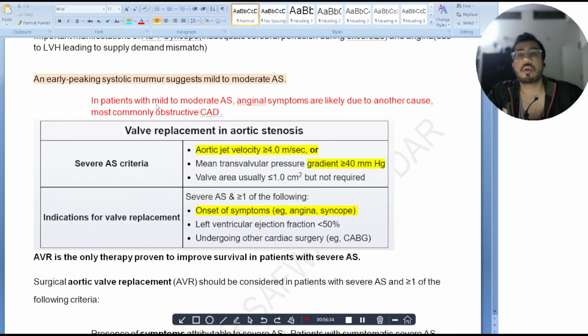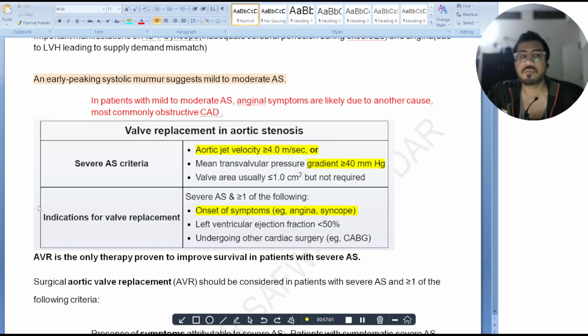So we now come to the most important part of the discussion. That is, what is the criteria for severe aortic stenosis? You need to memorize this. There's no way around it. The transvalvular pressure gradient being 40 or greater than 40, or valve area less than or equal to 1 centimeter square. You need to memorize this. There is no other way.